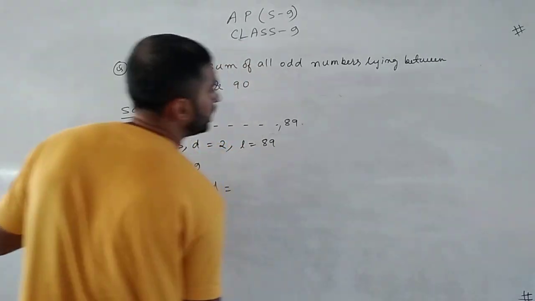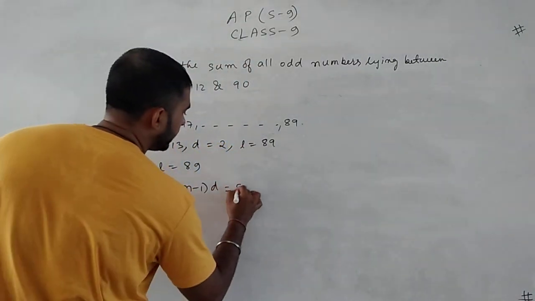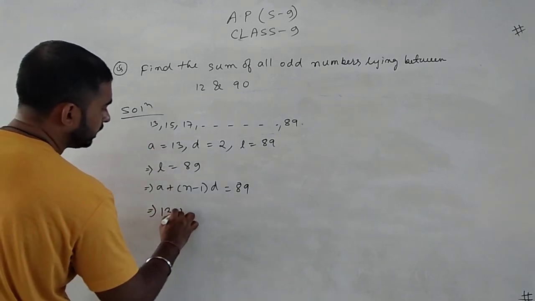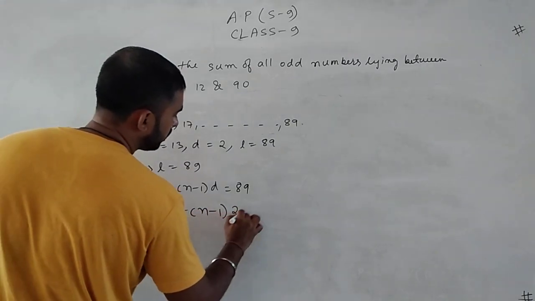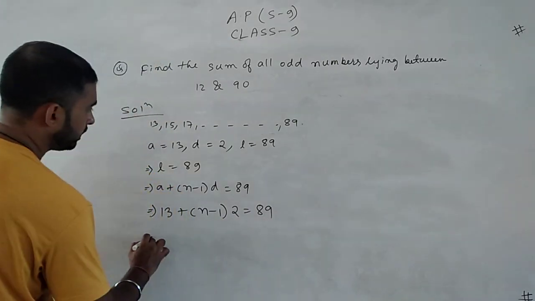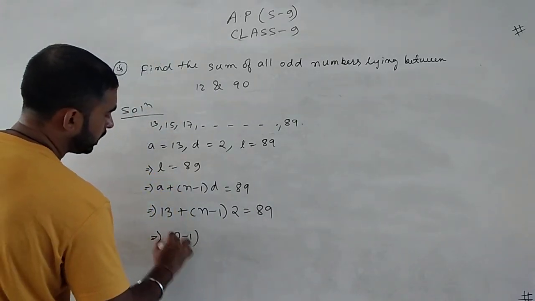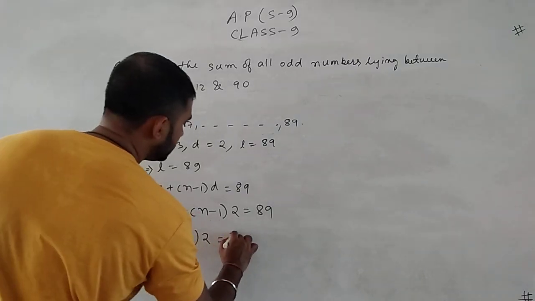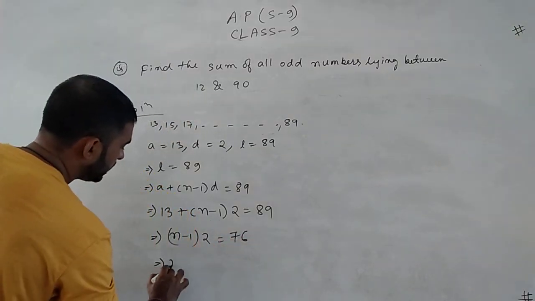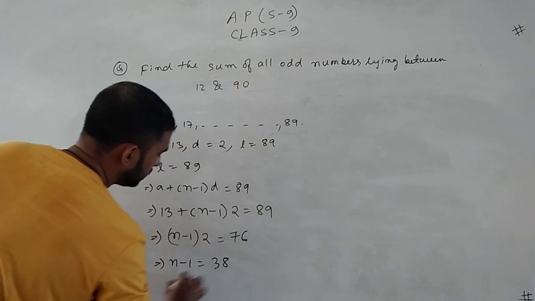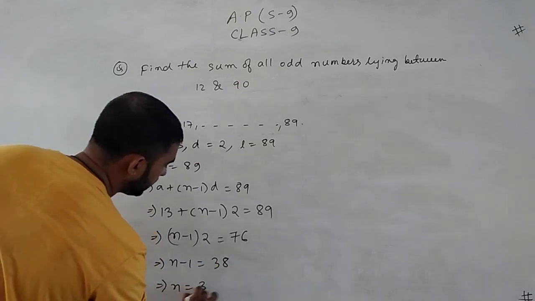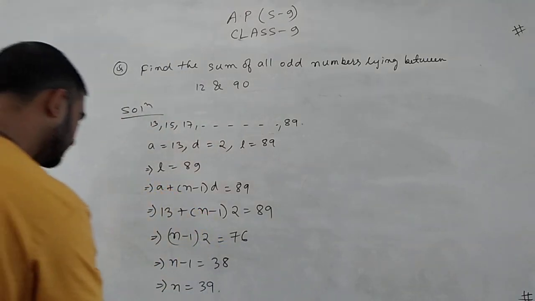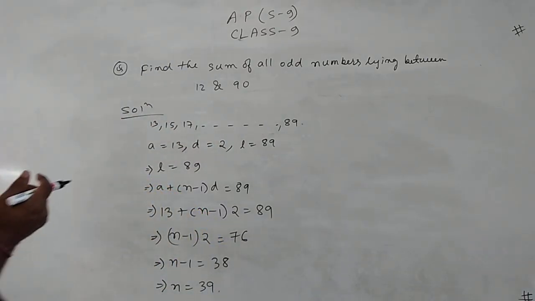First find the value of n. L equals 89. Now what is a? a equals 13, n is unknown, d equals 2, L equals 89. So (n minus 1) times 2 equals 89 minus 13, which is how much? 76. So n minus 1 equals 38. So what is n? n equals 39. Yes. Now find the sum.